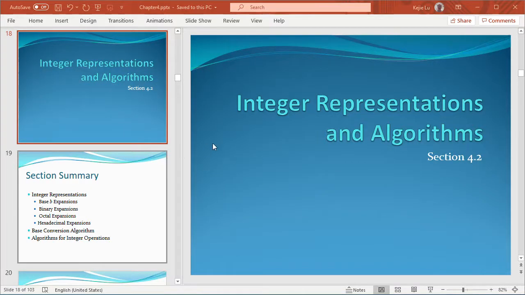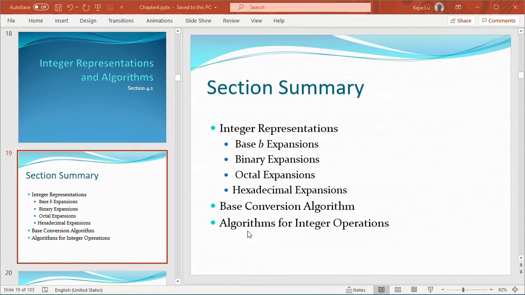Hello everyone. In this video, we are going to discuss section 4.2, integer representations and algorithms. So this is the summary of this section. We are going to first explain the base B expansion or base B expression. And then we will also discuss some particular bases like base 2, which is binary, base 8 is octal, base 16 hexadecimal. So these are the bases. They are very common in computer science and computer engineering topics.